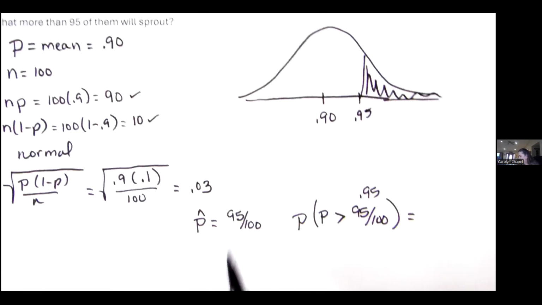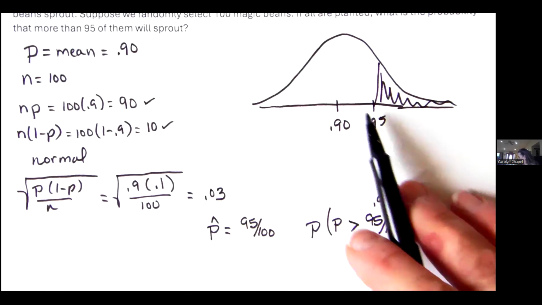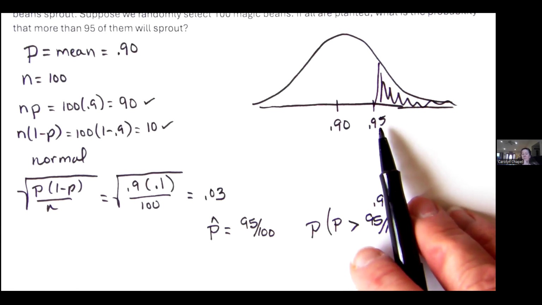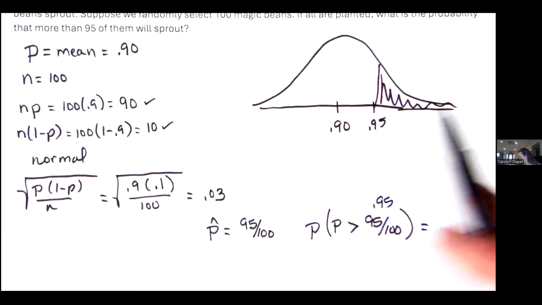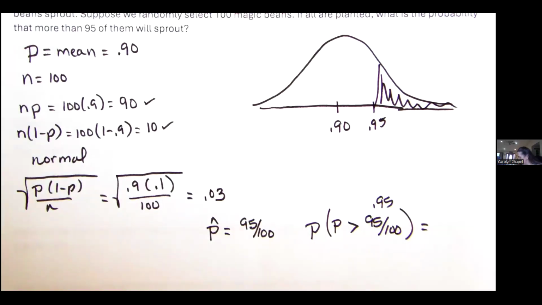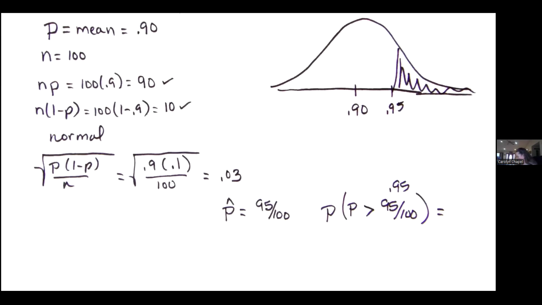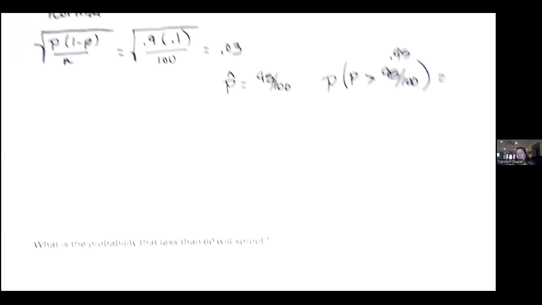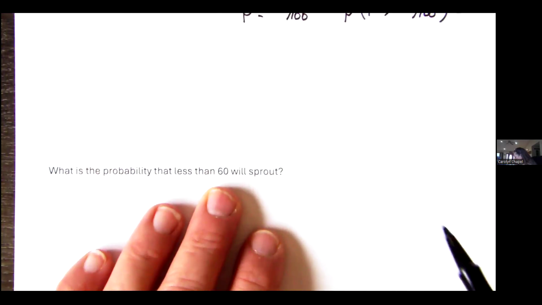Okay. Looking at this 0.03, that's going to be quite a few standard deviations up because 0.95, we'll see. We'll look at it. So we're going to go to SALT. Well, I'm going to set this next one up before I go to SALT and get both of these answers at one time. And we're going to find the probability that less than 60 will sprout.